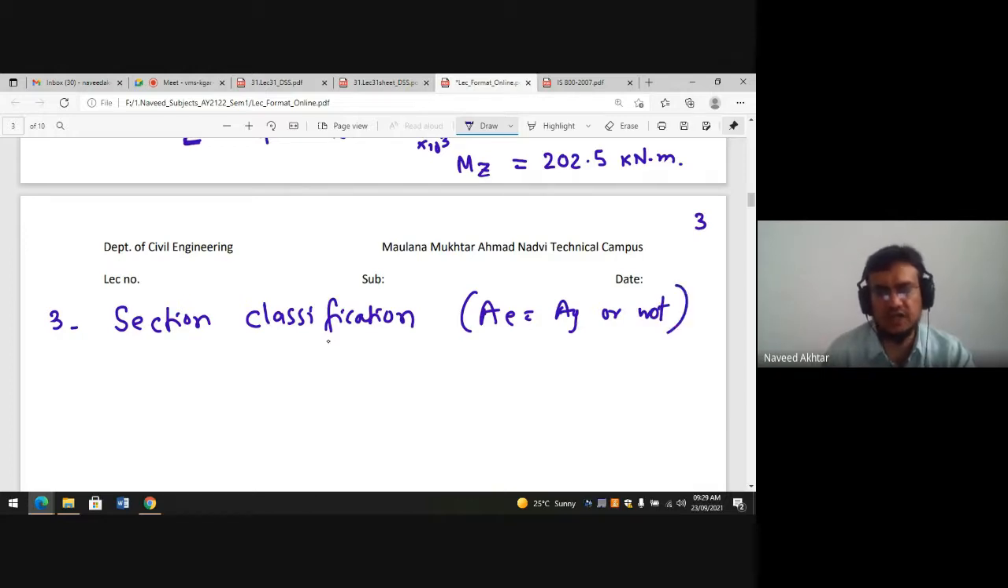Okay, when will AE be equal to AG? If your section is plastic, class 1, or if your section is compact.